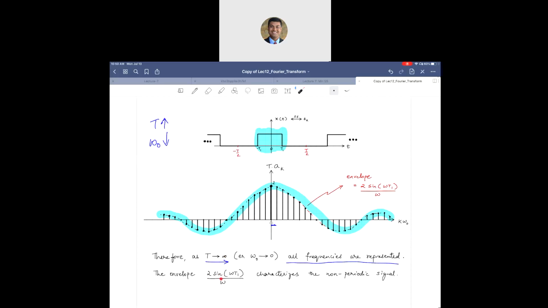So the envelope 2 sin(omega t1) divided by omega. Now omega is the frequency variable, the independent variable. So in the time domain it was t, in the frequency domain it is going to be omega. That is the one that characterizes the non-periodic signal, the general rectangular function, which is aperiodic in this case.